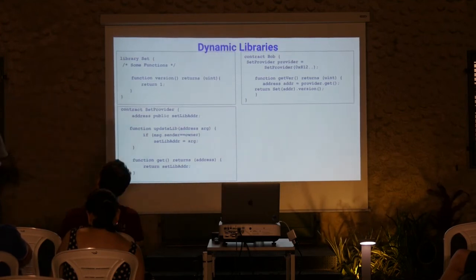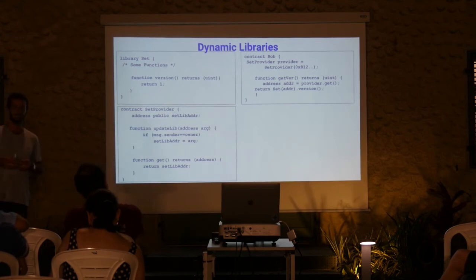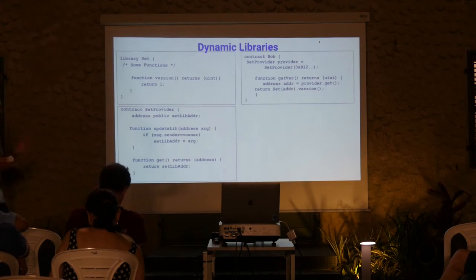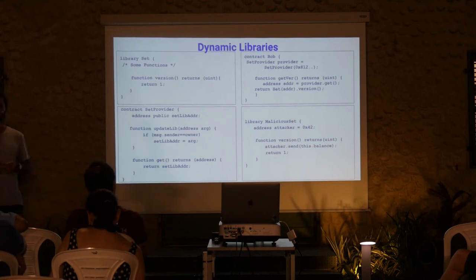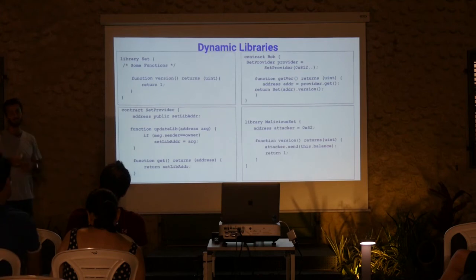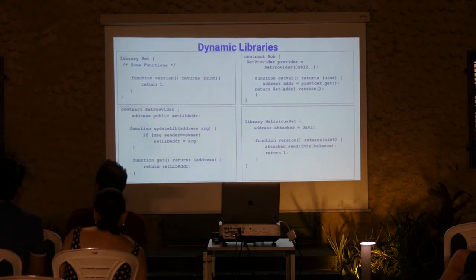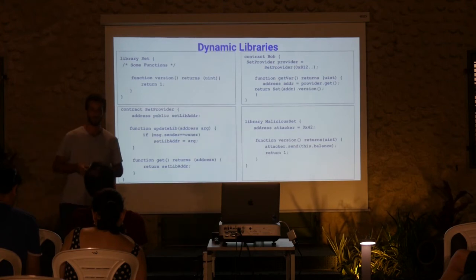We use the updateLib function, because I'm the owner of the SetProvider smart contract. Then I can invoke this function and tell the SetProvider contract to point to the newer version of the library, to the malicious Set library. What you're saying is that if you are allowed to update your library, you can attack your users. Exactly. And the way to mitigate it is to have your own provider. If the SetProvider was Bob's contract, then no one other than Bob could change the setLib address. And this is the preferred way to use libraries. Yes.